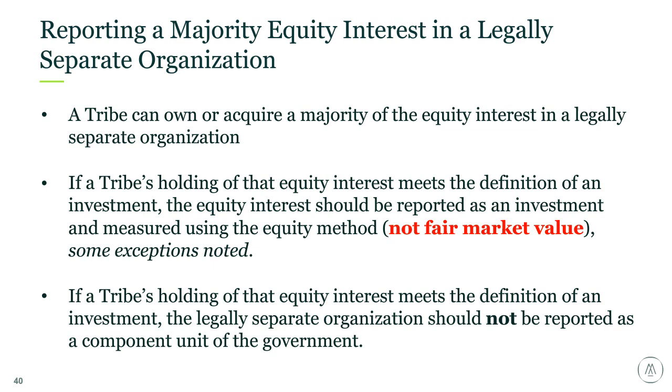So if your investment in that equity interest meets that definition, the good news is that you would report it under the equity method of accounting, which means there's not going to be any complicated or costly valuations needed to determine fair market value. Equity method is simply the tribe's share of the equity of that organization adjusted for its share of the earnings or losses after the date of acquisition. So overall, GASB 90 provides ease in the recognition of these investments, which is good news.